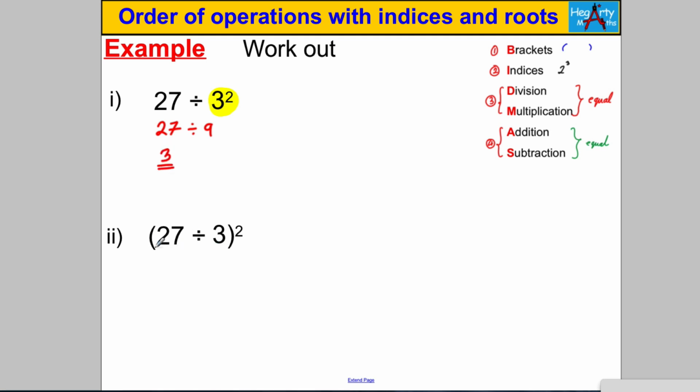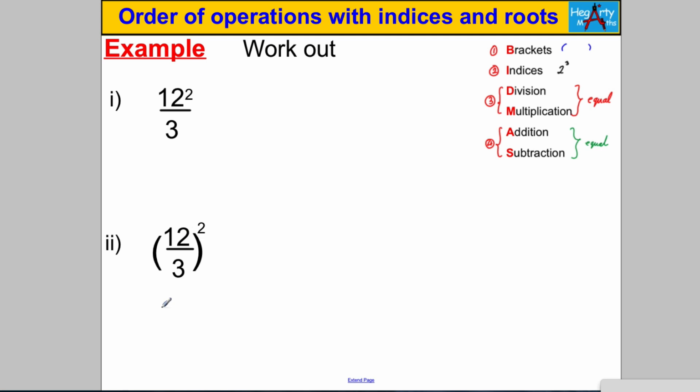Now we've got brackets, division and an indice. We should do the operation in the brackets first, which happens to be a division. 27 divided by 3 is 9, and we have to do 9 squared at the end, which is 81. Done. Okay, pause the video and try yourself.